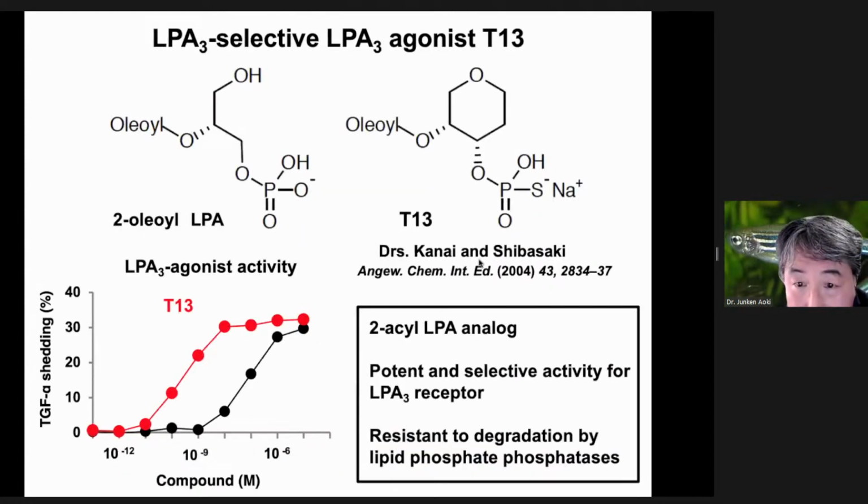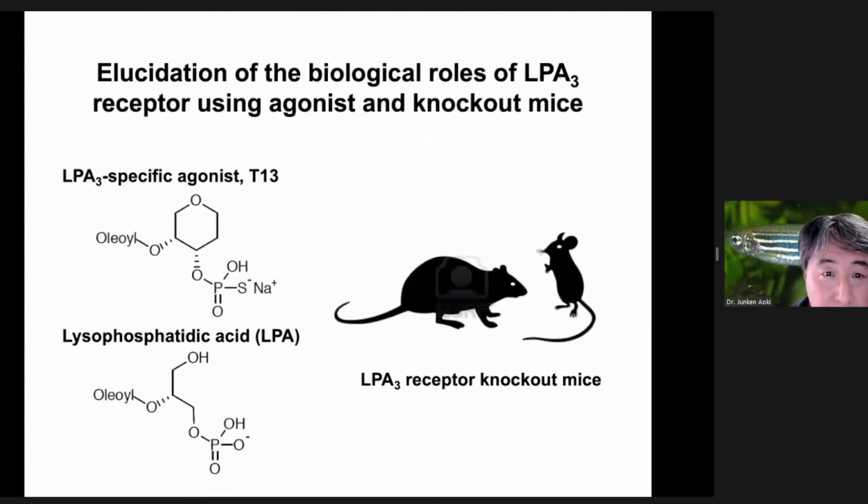In collaboration with Dr. Kanai and Dr. Shibasaki at the University of Tokyo, Japan, we synthesized a stable LPA analog named T13, because LPA has a free phosphate group which is readily dephosphorylated by enzymes such as lipid phosphate phosphatases. So LPA in general is very, very unstable. But in this case, sulfur is introduced in the head group, and this is a ring structure. T13 is dramatically stable, and it was found to be a very potent agonist for LPS3. So using T13 as an LPS3-specific agonist, we tried to analyze the role of DHA-LPA in vivo.